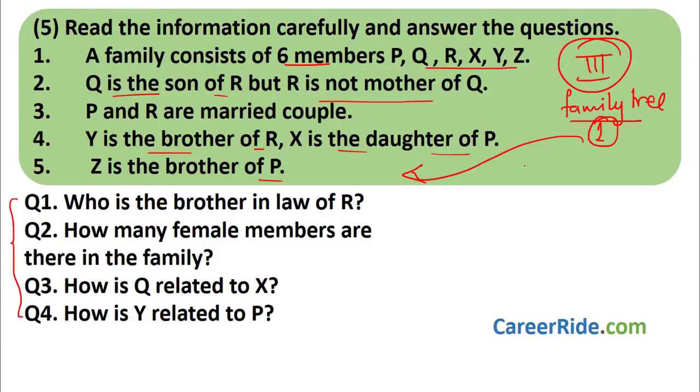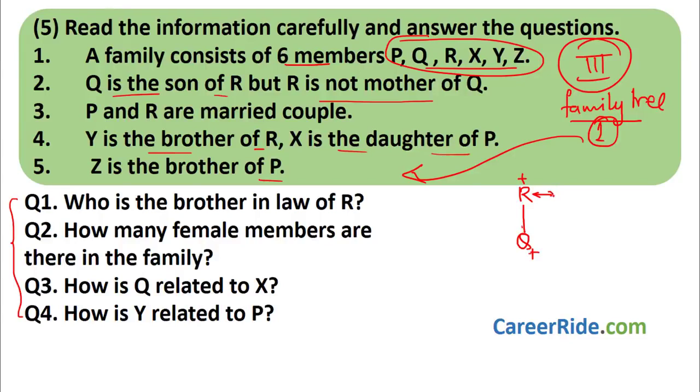Now there is a family having 6 members P, Q, R, X, Y, Z. Q is son of R. Okay, so this is R and this is Q. Q is son, that means male. Now this R, we do not know whether it is father or mother. But they have given that R is not mother of Q. That means if R is not mother, and Q is the son, then R has to be father. Father means plus sign. Now if there is father, there has to be someone as the mother. We do not know which person that is, so we'll keep it blank.